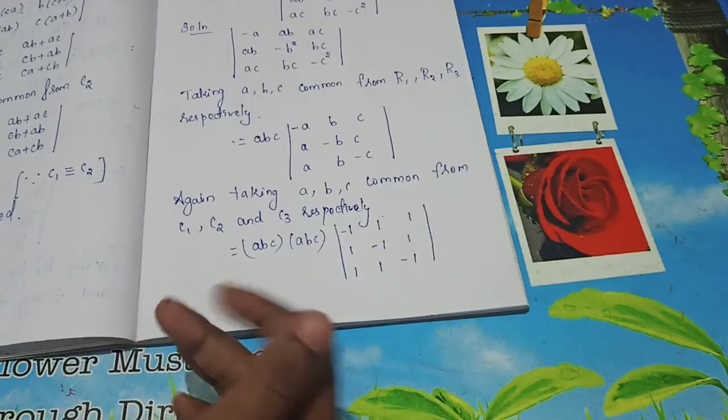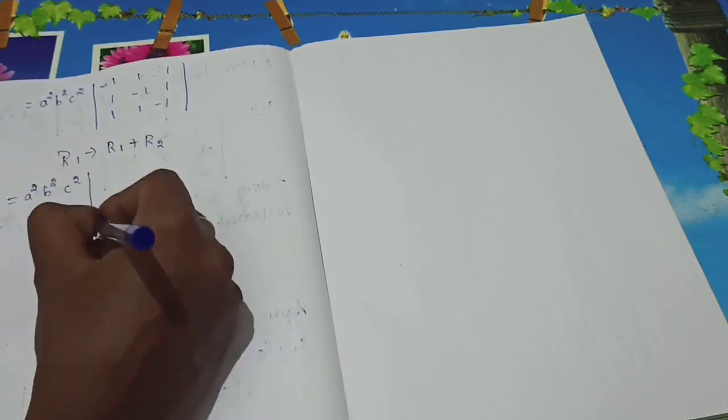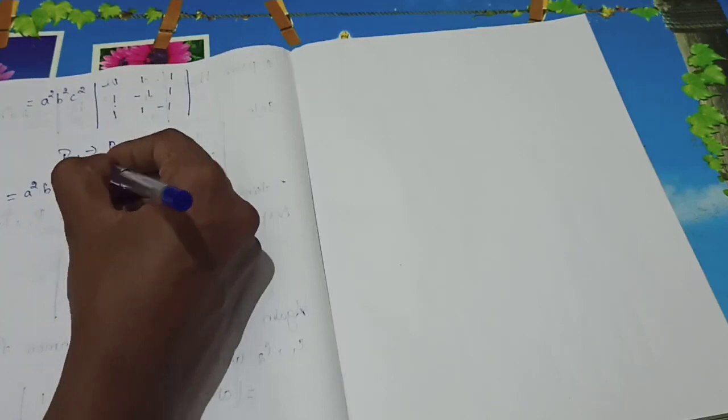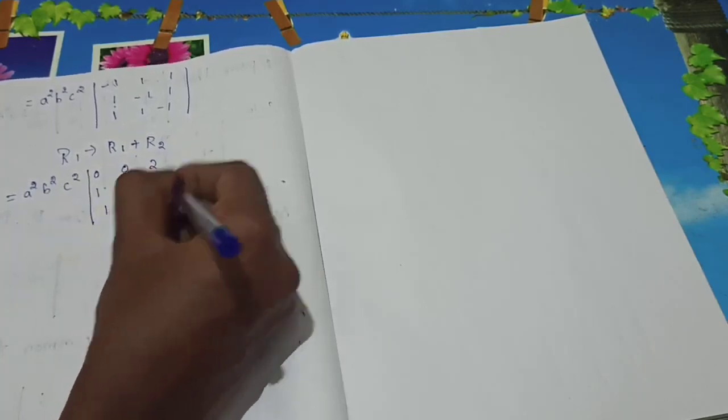Next, outside, if you multiply ABC into ABC, A square, B square, C square you will get. Again I am writing the determinant: minus 1, 1, 1; 1, minus 1, 1; 1, 1, minus 1. Now I am going to apply R1 implies R1 plus R2, with A square, B square, C square outside. R1 plus R2: minus 1 plus 1, 0. 1 minus 1, 0. 1 plus 1, 2. Then 1, minus 1, 1. Then 1, 1, minus 1. Understand?